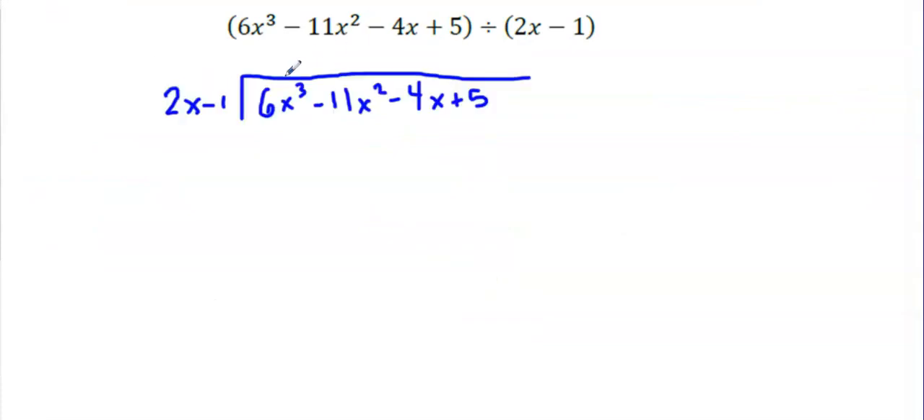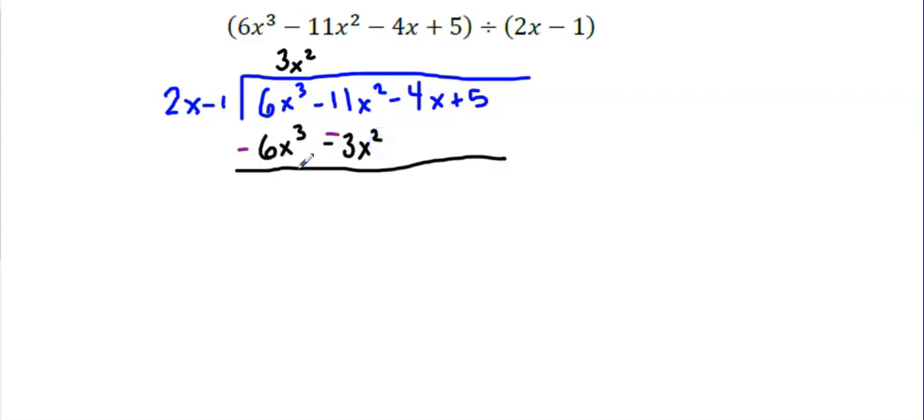Let's divide. All right, first up, what times 2x gives me 6x cubed? That would be 3x squared. So 3x squared times 2x gives me 6x cubed. 3x squared times negative 1 gives me negative 3x squared. So be careful when you're subtracting.